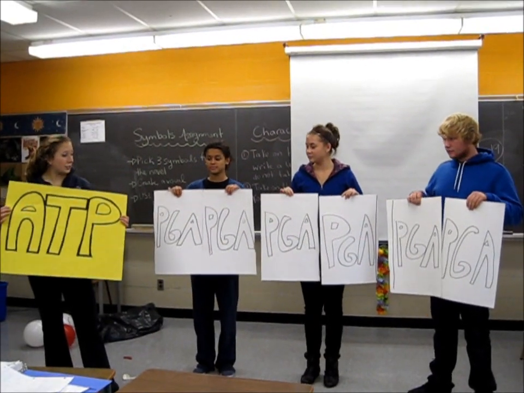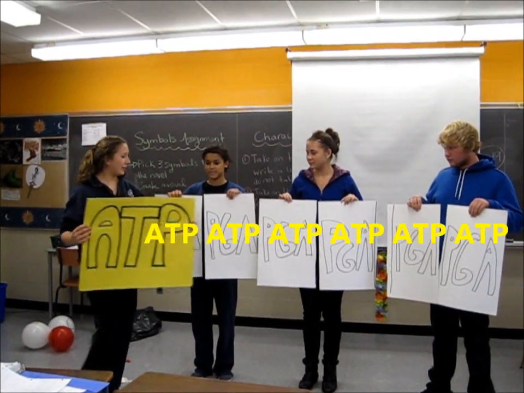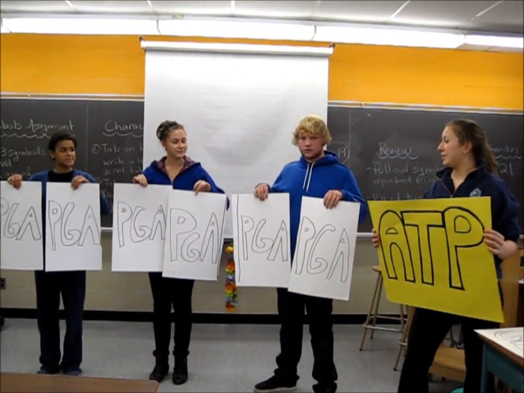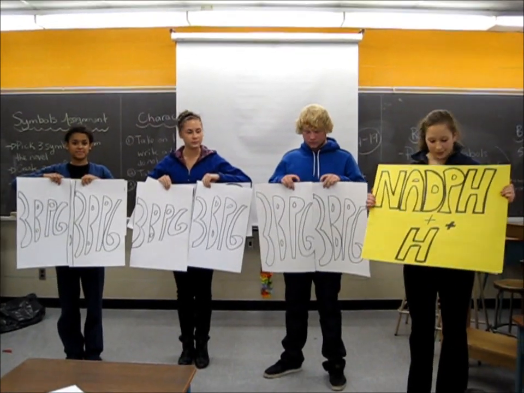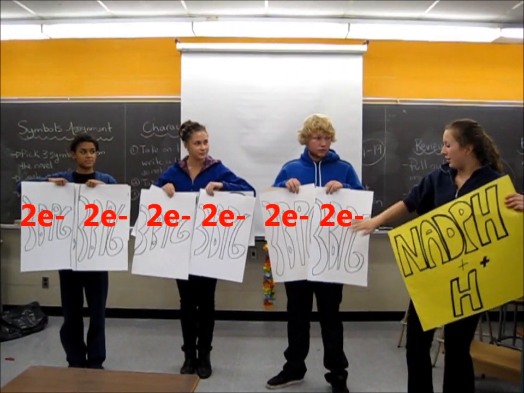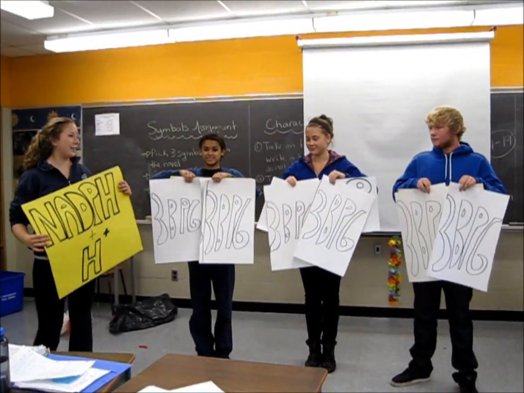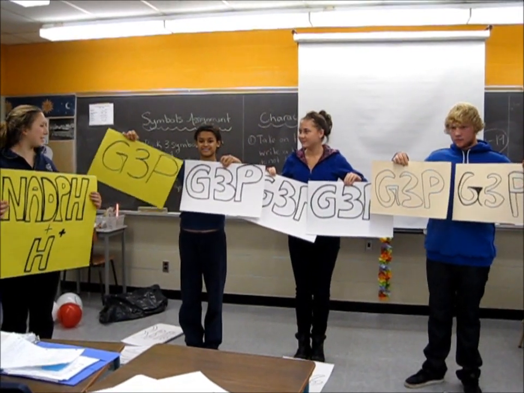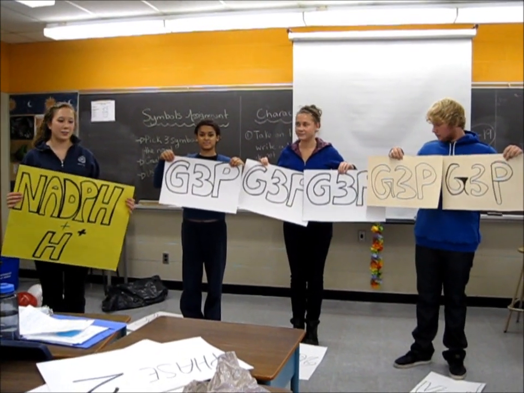Phase 2, reduction reaction. In phase 2, reduction reactions, 6 ATP attached to each PGA, turning them into 1,3-BPG. Next, 6 NADPH each give 3-BPGs 2 electrons, turning them into G3P. One of the G3P molecules leaves the cycle as a final product, and the next 5 continue on to phase 3.